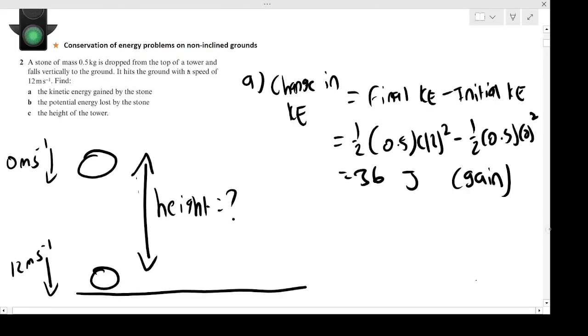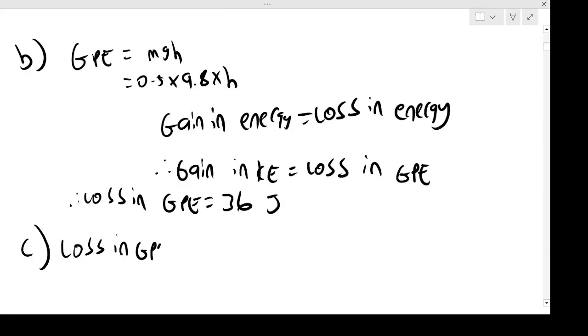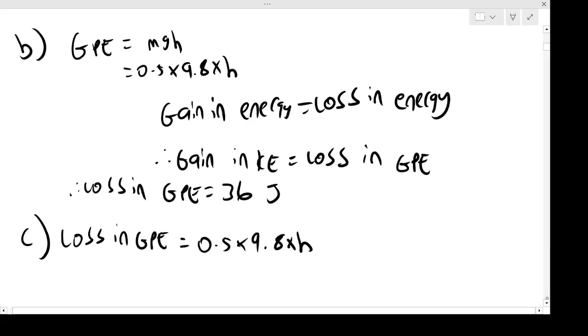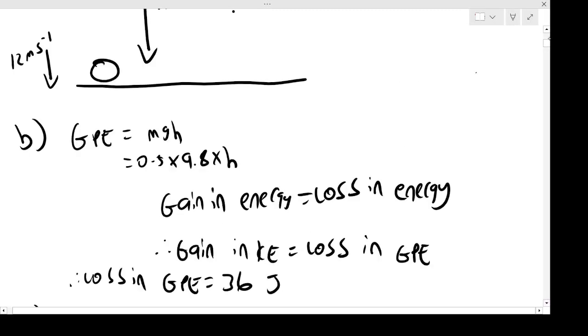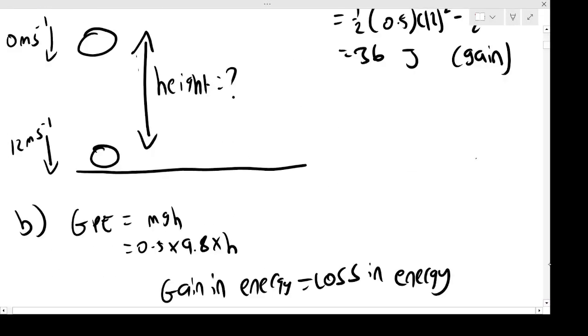Then in part C, it's asking for the height of the tower. So we're not meant to know the height yet, but now we need to work it out. Well, I'll just go back to what I discussed, that the loss in GPE, the gravitational energy, again, has to be mgh, right? Which we discussed is 0.5 times 9.8 times the height h. Because that's the height travelled, right? That's the height. So that's how much gravitational energy there is.